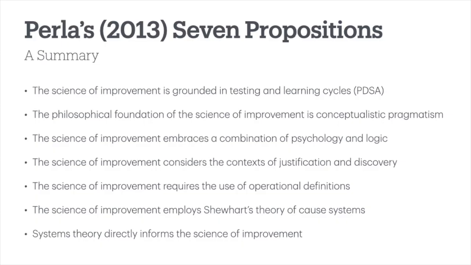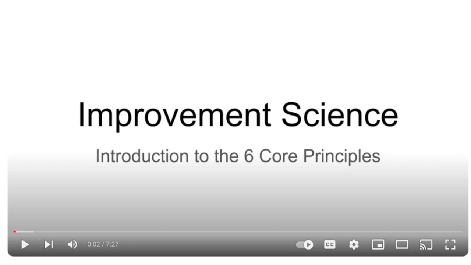The science of improvement considers the context of justification and discovery, as well as a combination of psychology and logic. And then, important for this week's assignment and discussion board, the science of improvement really does require the use of operational definitions, theory of cause systems, and is informed by systems theory. So now I'd encourage you to click pause on the video and run over to the overview for this Module 3 and watch the Improvement Science Introduction to the 6 Core Principles video.